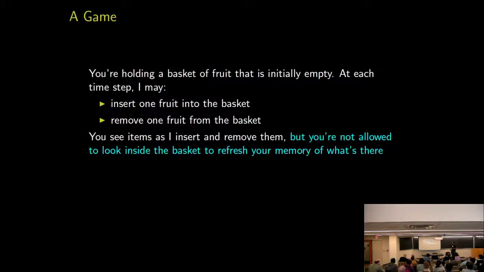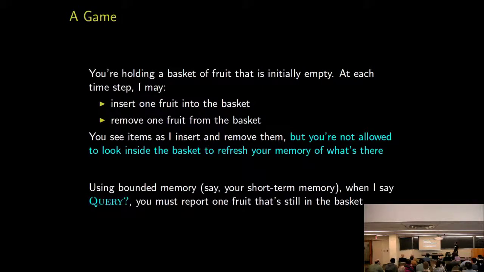You can see the items as I put them in and take them out, but you're not allowed to look inside the basket to remind yourself of what's in there. You have to just keep things in memory as you're monitoring this sequence of insertions and removals, using bounded memory like your brain. When I say query, you have to tell me just one fruit that's still in the basket. There might be 1,000 fruits in the basket, but you just have to tell me one. Does it make sense?